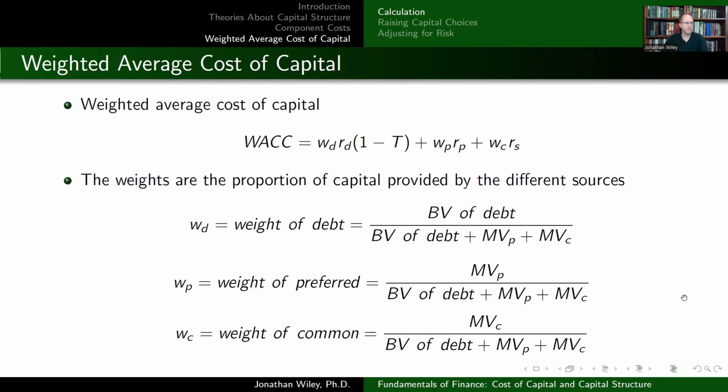And ultimately, what that translates to, then I plug that in along with the RS, RP, RD, and T that I discussed in prior videos, and that would get me my weighted average cost of capital.